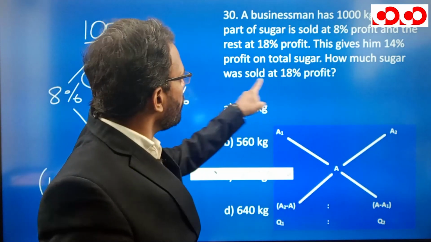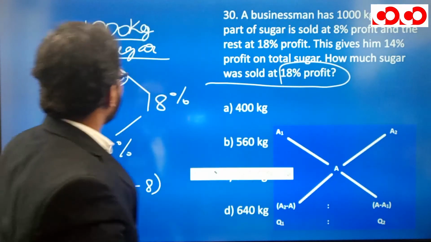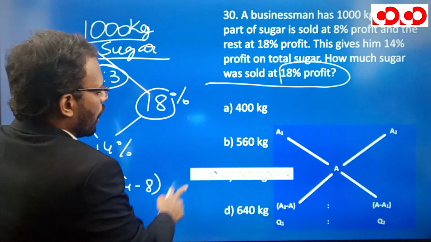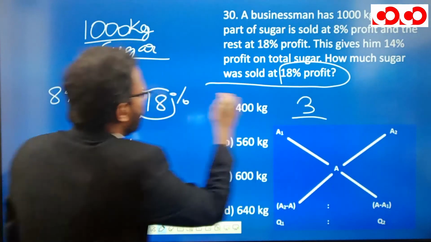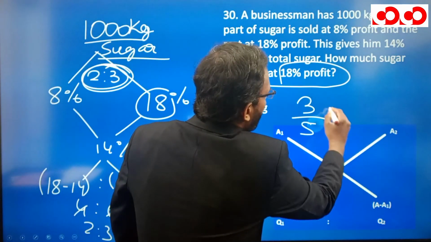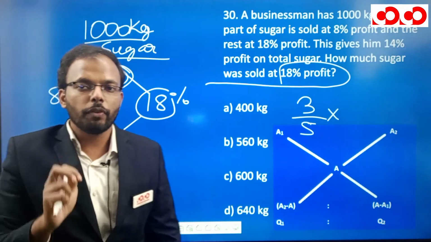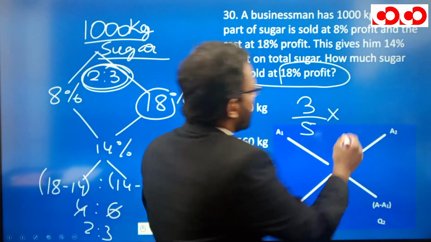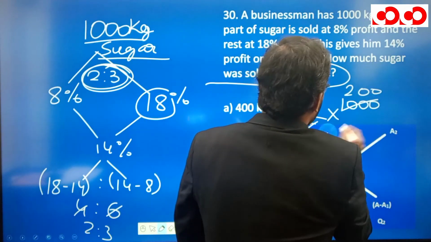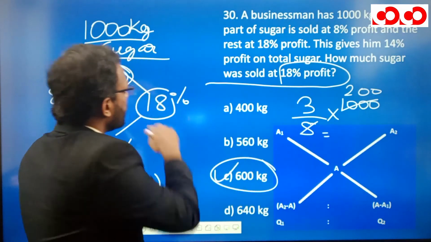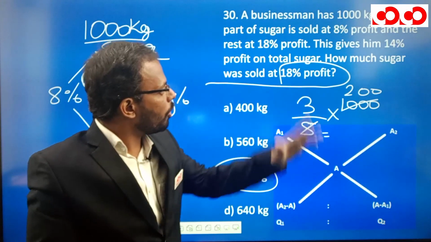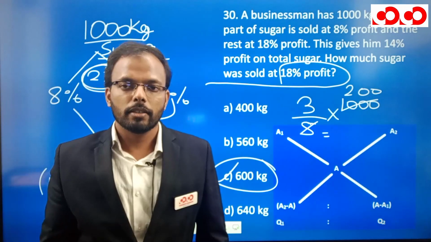Now what is asked? How much sugar was sold at 18%? Now 18% is this one. So here we are giving 3 quantity. So how will we find it? We are giving 3 quantity for this one out of a total of 2 plus 3, which is 5, so we are giving 3/5 part to it out of this 1000 kg. 1000 divided by 5 will be 200, and 3 into 200 is 600 kg. So 600 kg at 18% and 400 kg at 8%. So we had to find how much sugar at 18%, which comes out to be 600 kg.